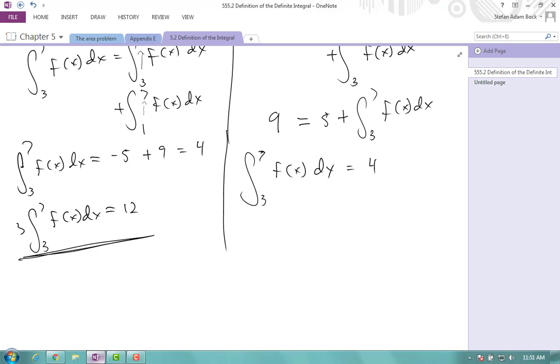This covers the essential definition of the integral, but what we're going to find out next time is that the integral is a lot like taking an antiderivative. In fact, it's the same thing. That's what the fundamental theorem of calculus provides.